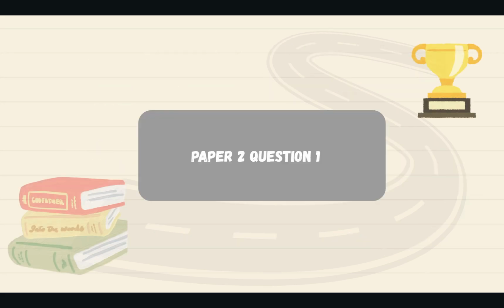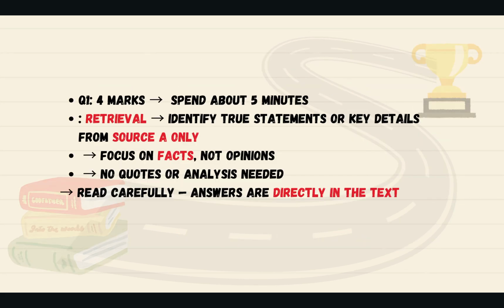Let's have a look at Paper 2 question 1 then. Question 1 is worth 4 marks, so I'd recommend spending about 5 minutes. The main skill for this question is retrieval, so you have to identify true statements or key details from source A only. You have to focus on facts, not opinions, and you don't have to put any quotes or analysis for this question. The best tip is to read your answer carefully, as the answers are directly in the text for this question.